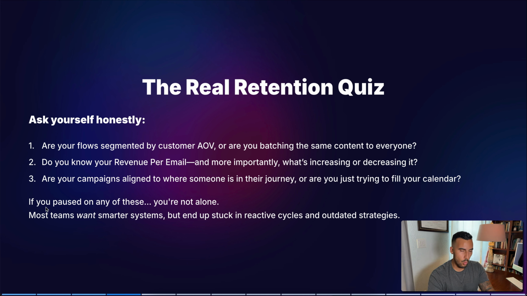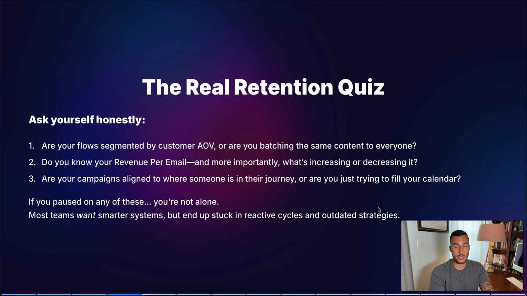Most teams want smarter systems, but end up stuck in this reactive cycle of outdated strategies where they're trying to optimize a win back flow, which gets the worst open rates out of all of them, or a sunset flow. You're trying to split test subject line and preview text on a sunset flow, and it just doesn't make sense why you would focus your time and effort on such a low needle moving activity, so to speak. So there are 3 faulty assumptions that stall growth. I'm going to go through these one by one.